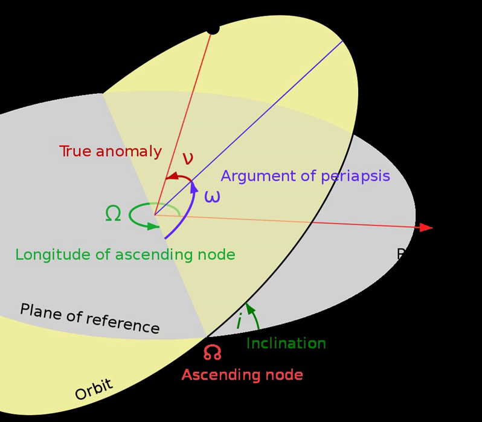Other meaning. For planets and other rotating celestial bodies, the angle of the equatorial plane relative to the orbital plane, such as the tilt of the Earth's poles toward or away from the Sun, is sometimes also called inclination, but less ambiguous terms are axial tilt or obliquity.